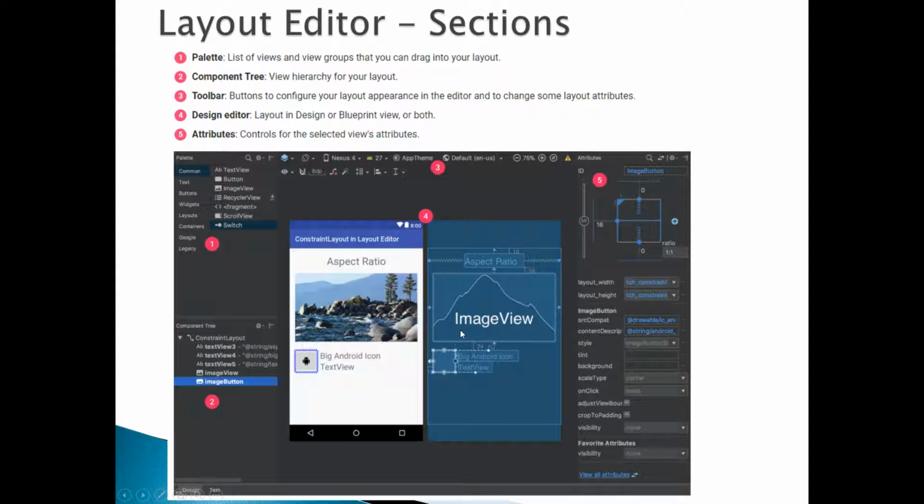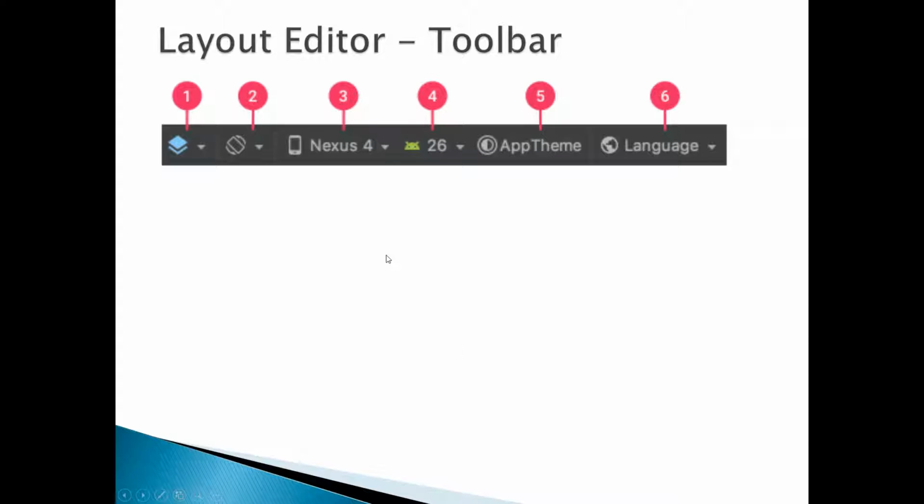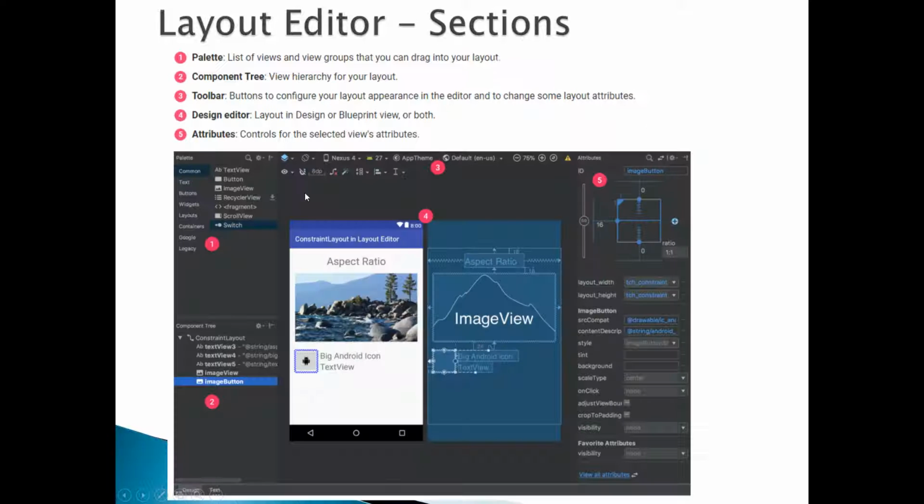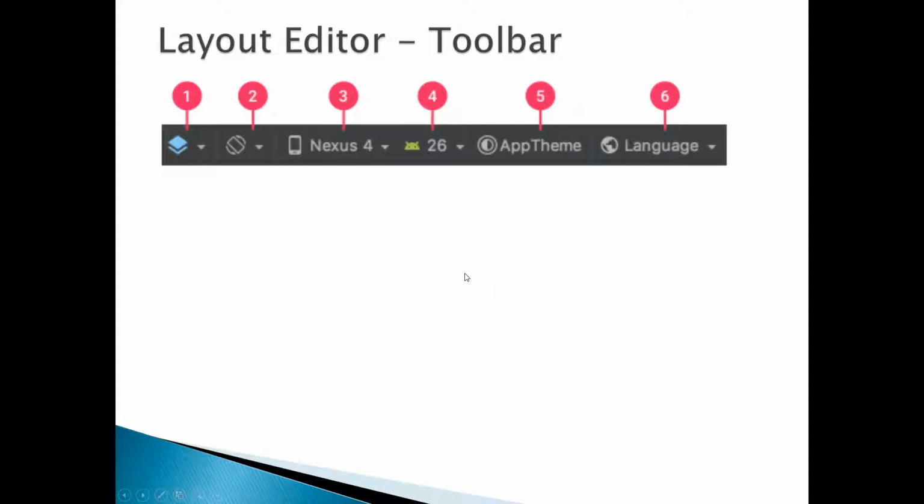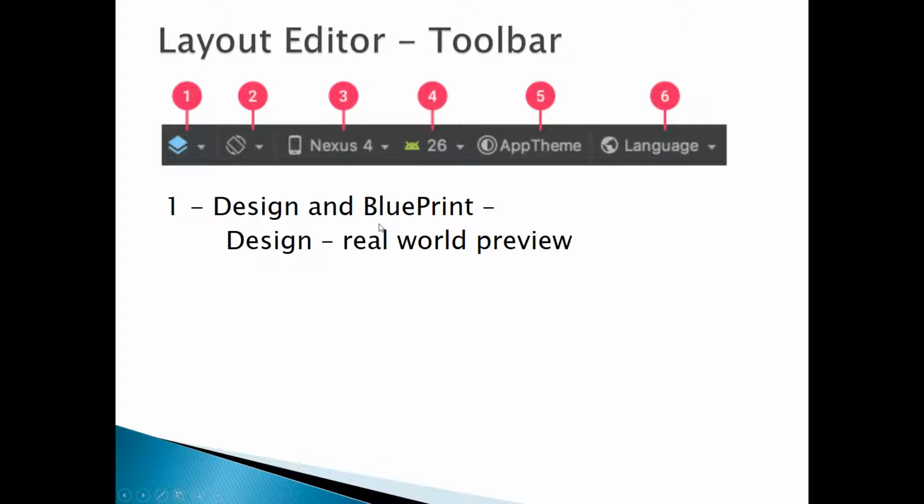All right, so the other thing in the layout editor is the toolbar on top, and we'll go through this a little bit here, but you have these 6 different settings. Number 1 allows you to toggle between design, blueprint, or both of them. So again, if you look back here, this is design over here, and this is the blueprint over here, and you can have one or both or either one. So the design is the real-world preview, and the blueprint shows only outlines for each view.